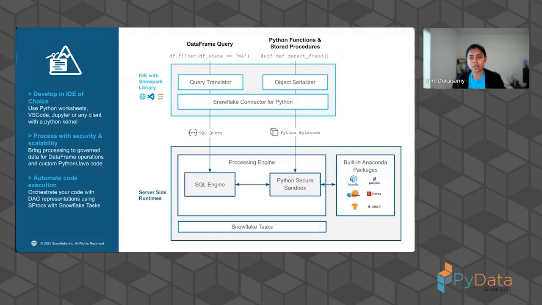Snowpark ML has support for a bunch of ML libraries, and the data frame API also has support for external libraries like NumPy, Pandas, scikit-learn, Keras, and more.